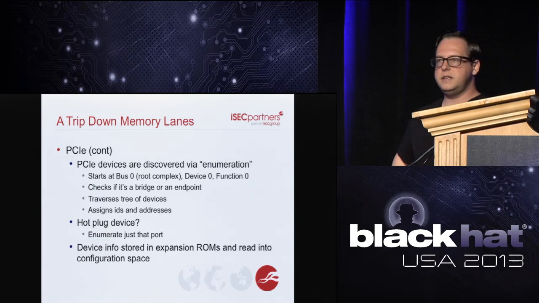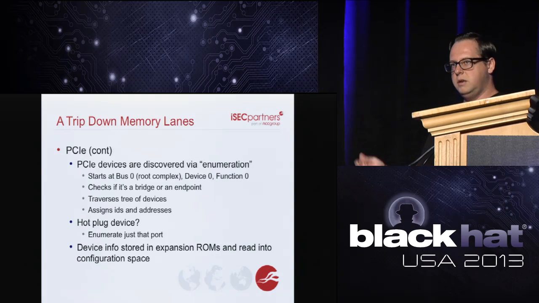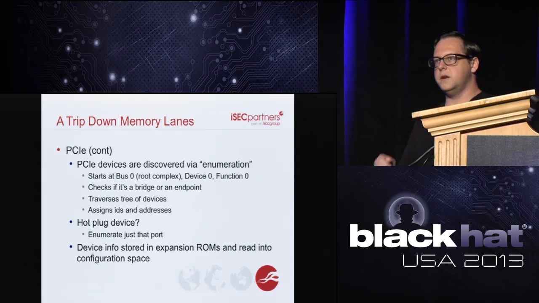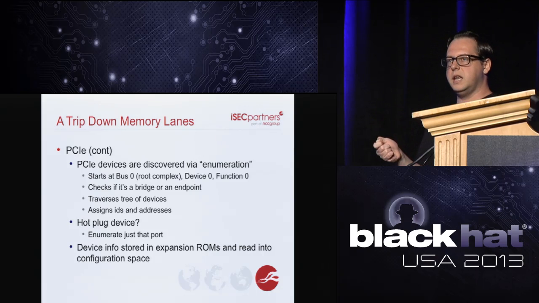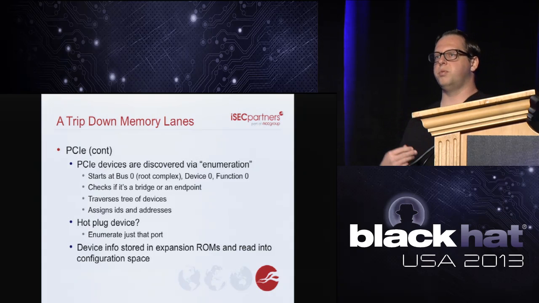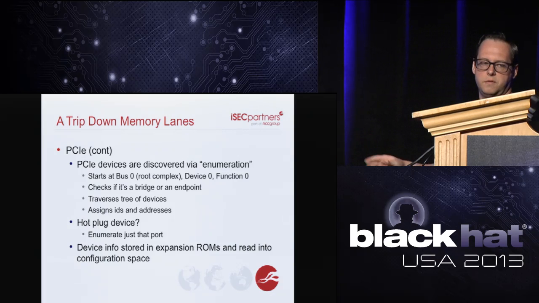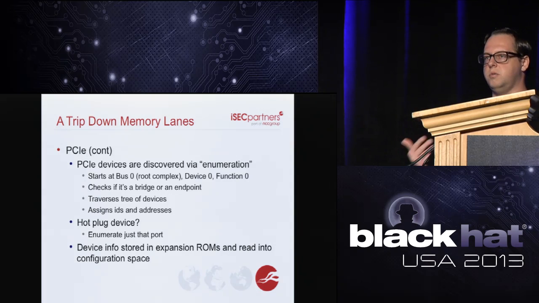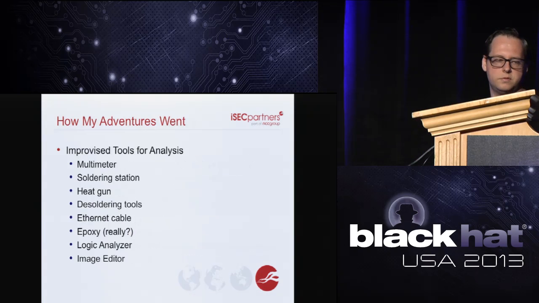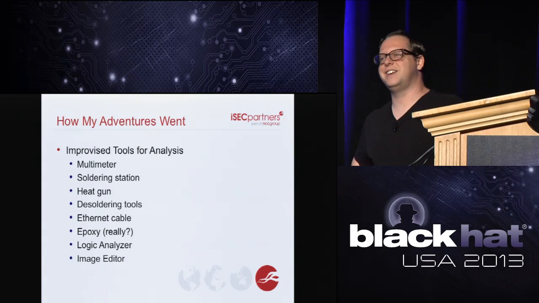If it's a hot plug device and you've already booted up the machine, you just plug in that hot plug device, and there's two wires, present 1 and present 2. These get connected, and now the enumeration process happens, but just for that one port. It doesn't happen through the whole bus all over again. The expansion ROMs on the devices are what store this information. So when you plug in, you get an ID and an address. You start pulling that information from device ROMs. So that was PCI Express.